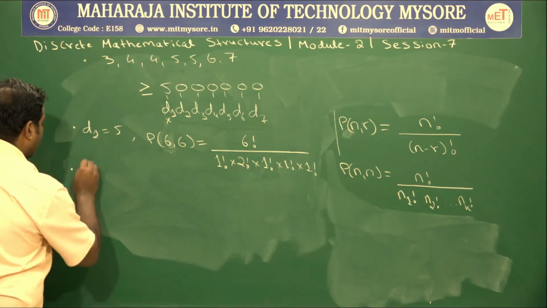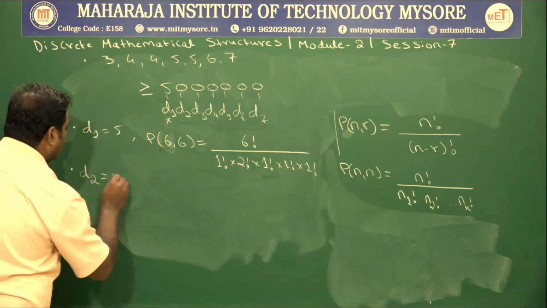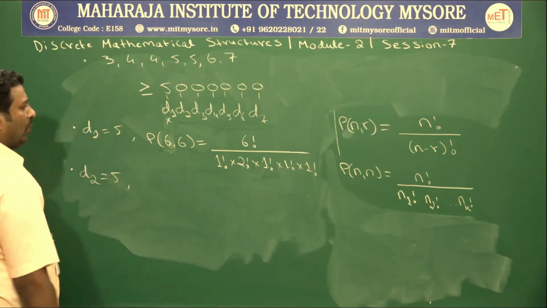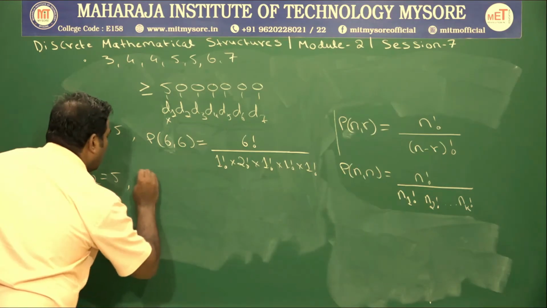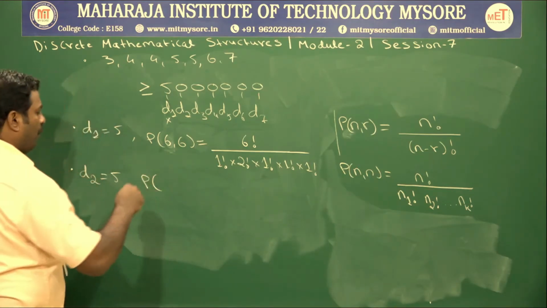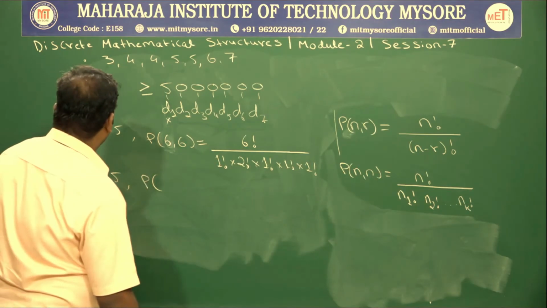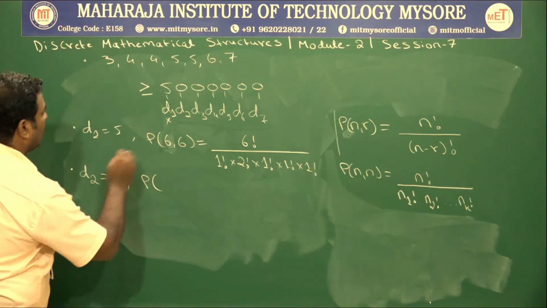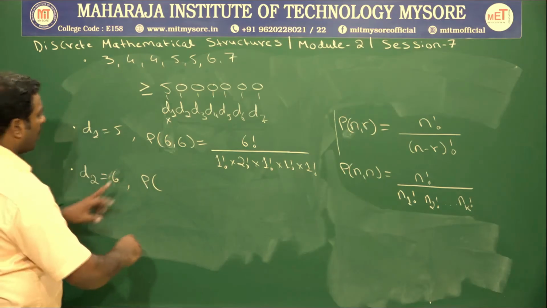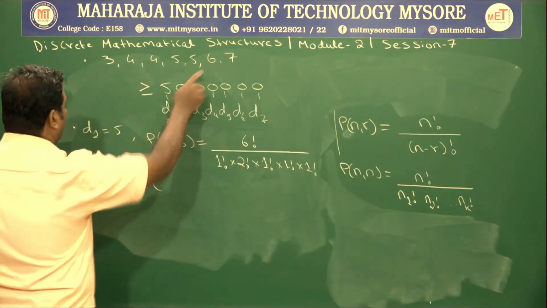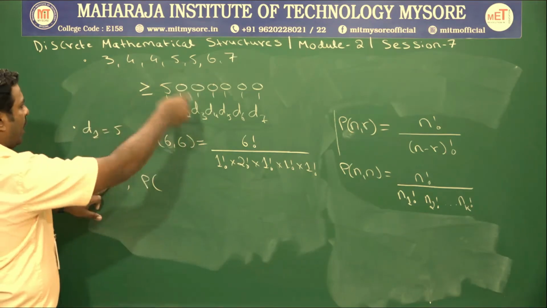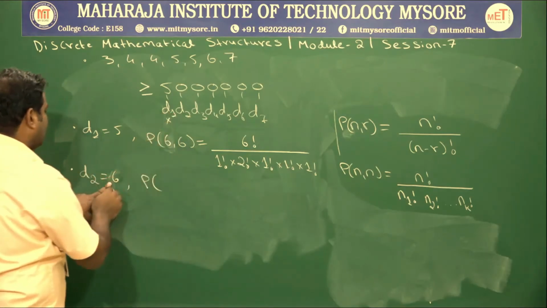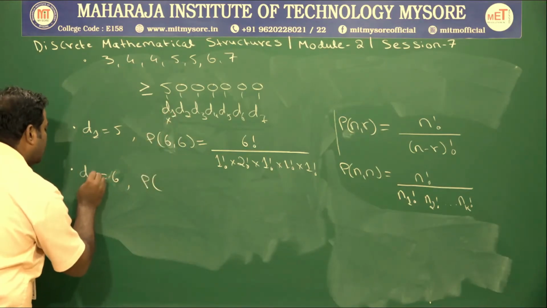The second case, that is D2 equals 5, where I am going to have D2 equals 6. If I am going to use 6 over here, again I am going to say D1 is 6, so this is going to be D1 equals 6.